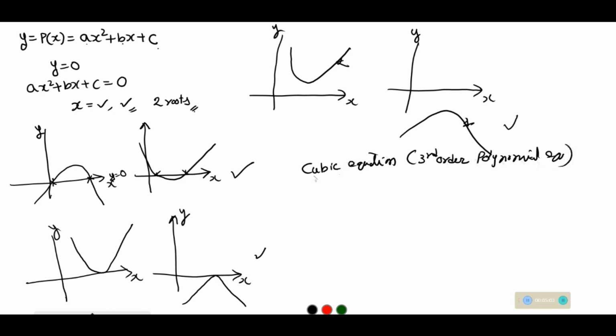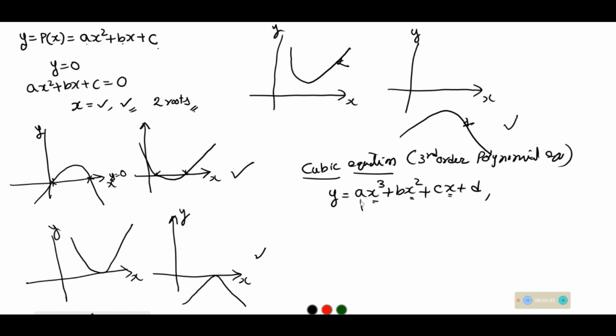Okay, so cubic equation, third order polynomial, general form I am writing. It is ax cube plus bx square plus cx plus d. Okay, general form. So it has the order 1, order 2, order 3. So maximum order is 3. So that's the reason we are calling this a cubic equation or third order polynomial equation.